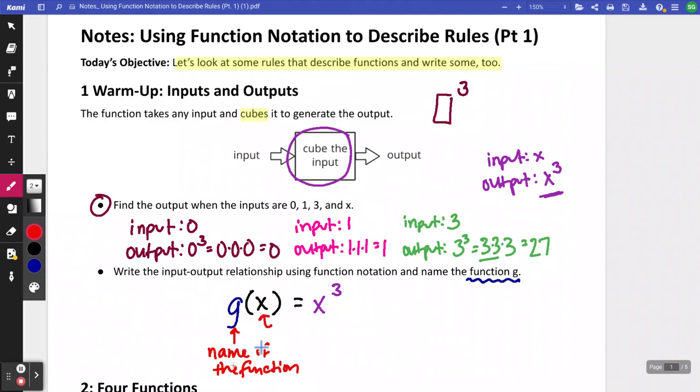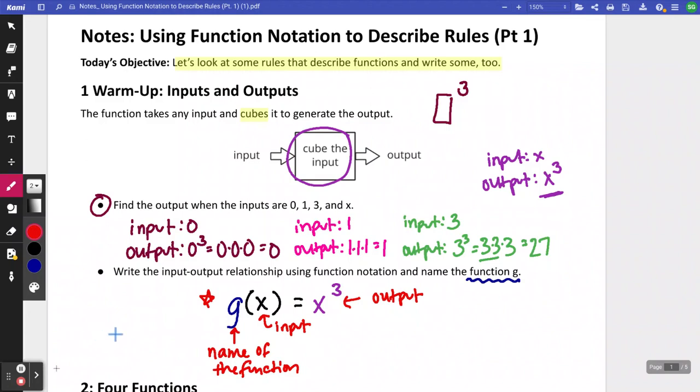This part right here, what's inside those parentheses, is your input. And then this part right here is describing our output. So like we had said earlier, if you put x into this function, out comes x cubed. This right here is going to be one of the focuses for what we're doing today. It's looking at these functions and these relationships and being able to describe the rule for that function using function notation. So writing more things like this today.